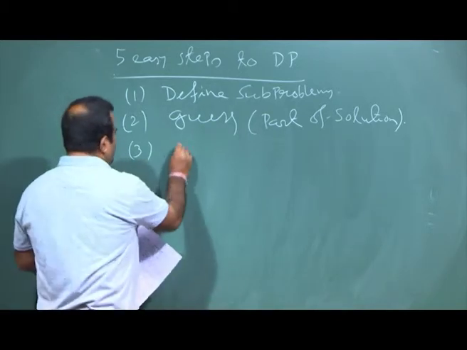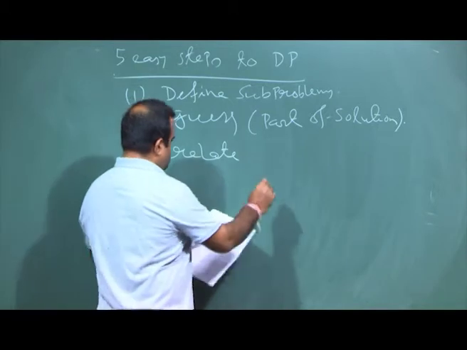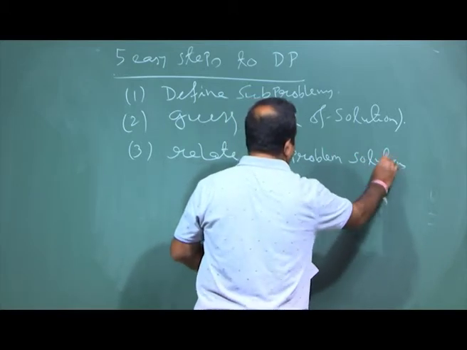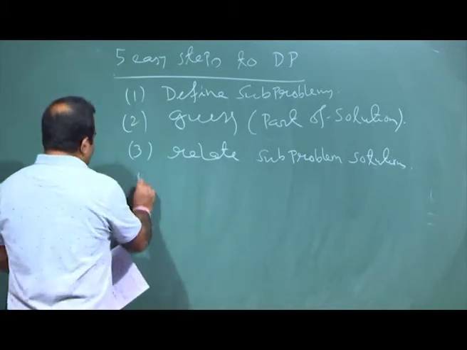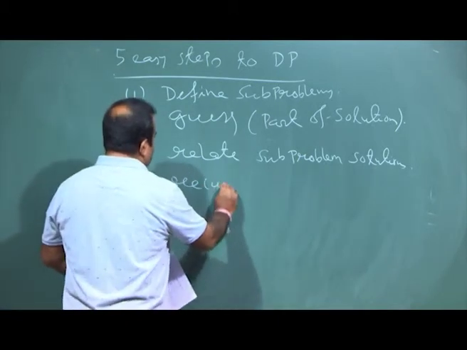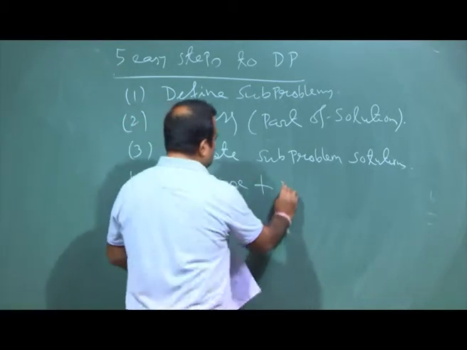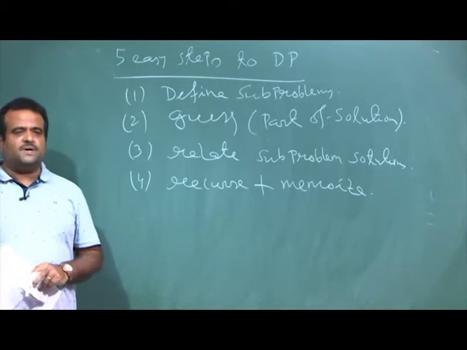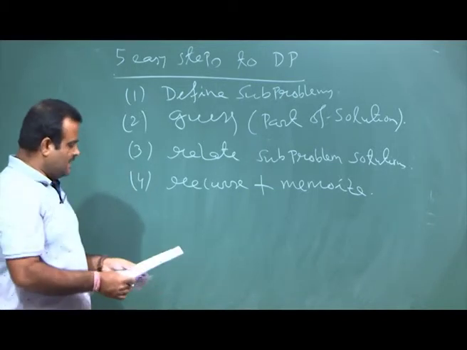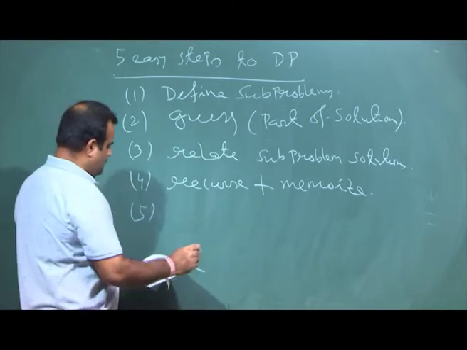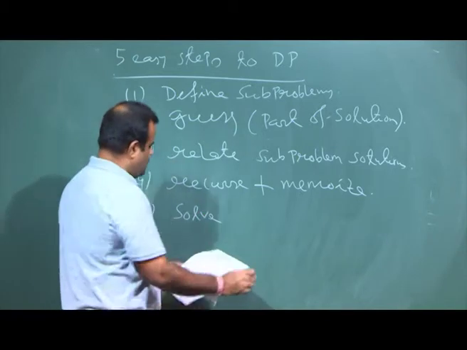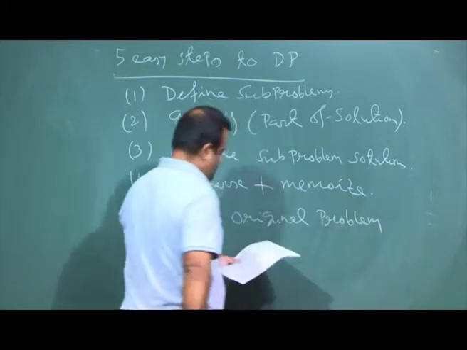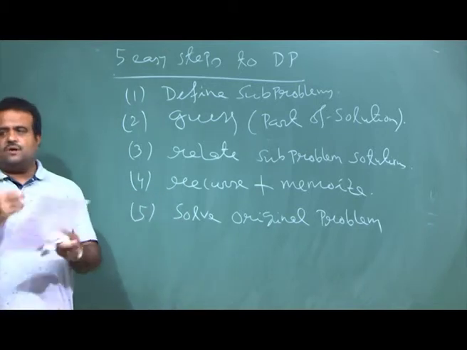Now, we relate the subproblem solutions, and then we recurse plus reuse plus memoize. Or instead of the memoized version we can have a bottom-up version, that also can be done. Then we solve the original problem, which is a combination of the solutions of the subproblems.